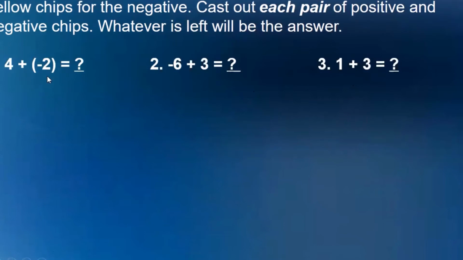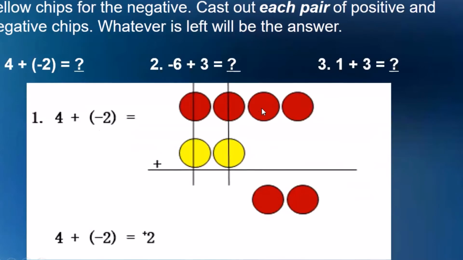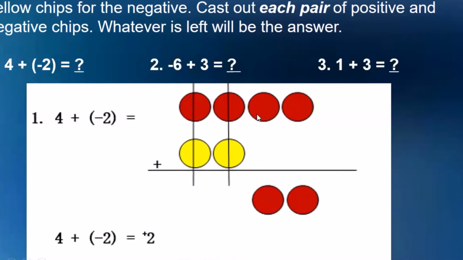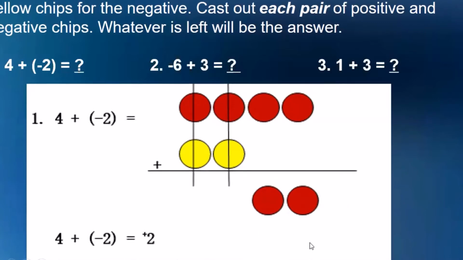+4 plus -2. So, let us illustrate. May 4 tayong red chips for positive and 2 chips for negative. Then cast out the positive and negative. We have 2 pairs. So may natira tayong 2 red chips. So therefore, we can conclude that positive 4 plus negative 2 is equal to positive 2. Dahil ang natira ay red chips at ang red chips nagre-represent ng positive. So positive 2.